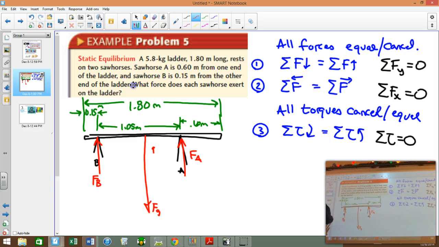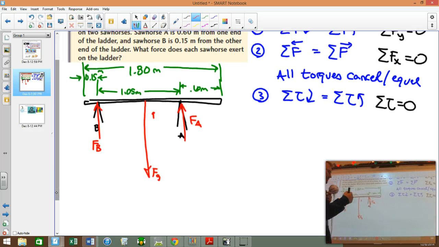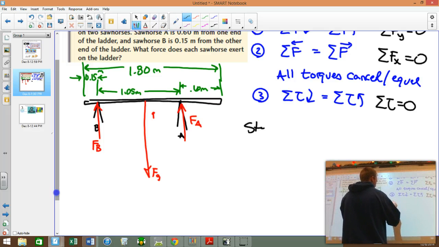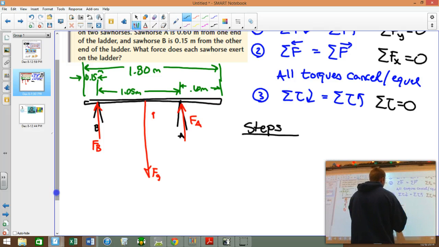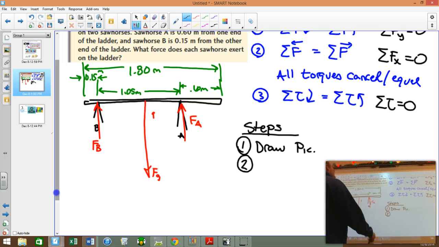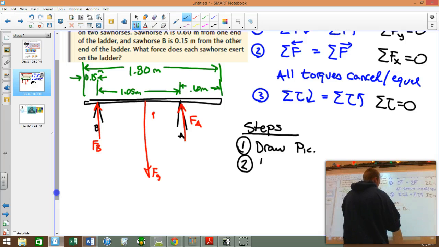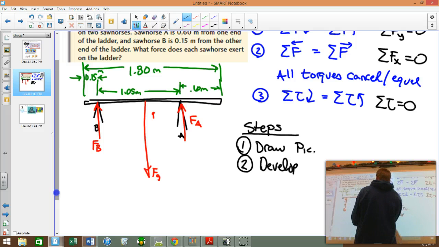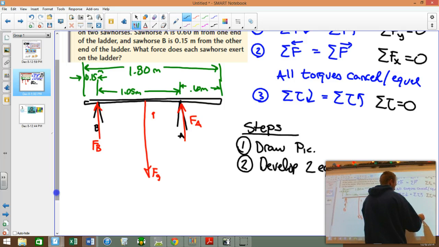So I have two unknowns. The way we're going to solve problems like this is we have to come up with two equations. So steps. Draw a picture. Step 2. With an equilibrium problem, you have to develop as many equations as there are unknowns. In my case, I've got two unknowns. Develop two equations using all these things.